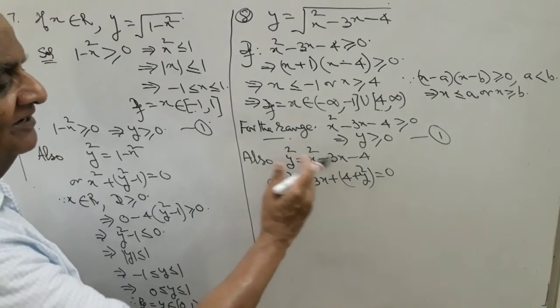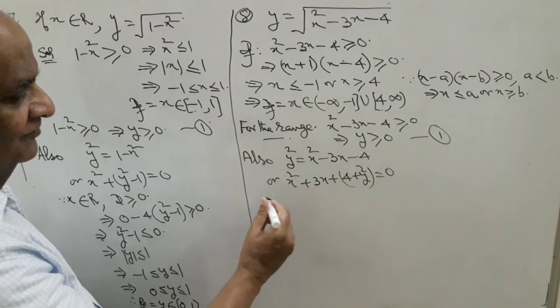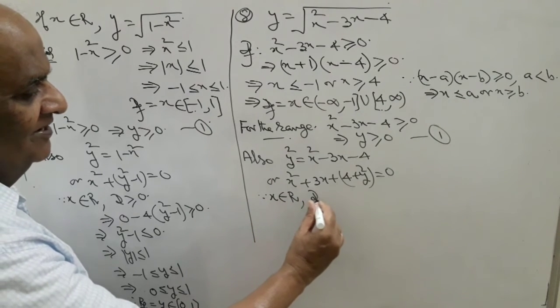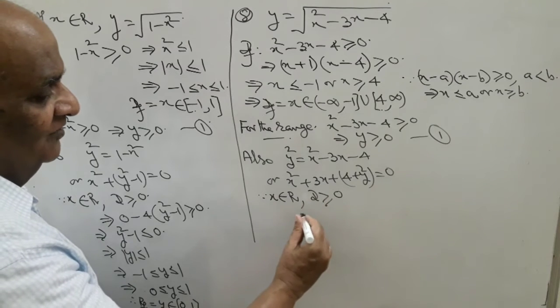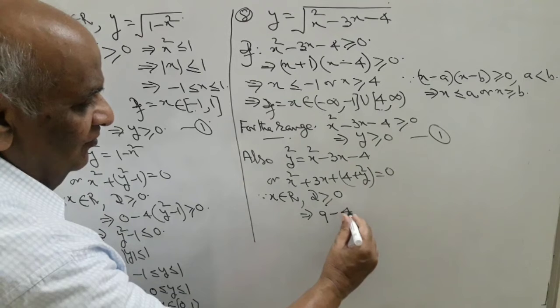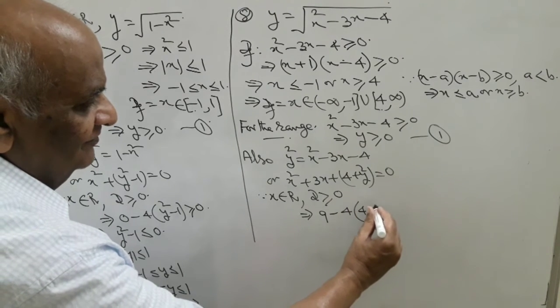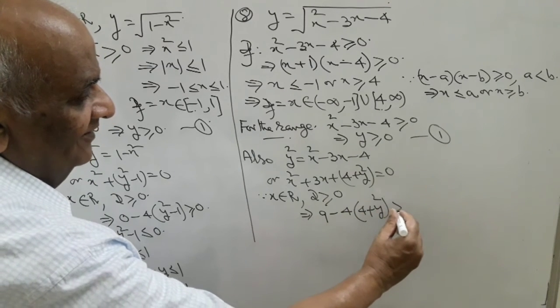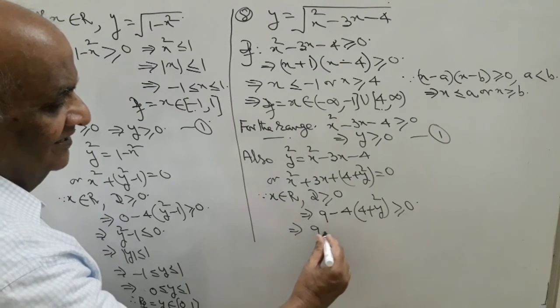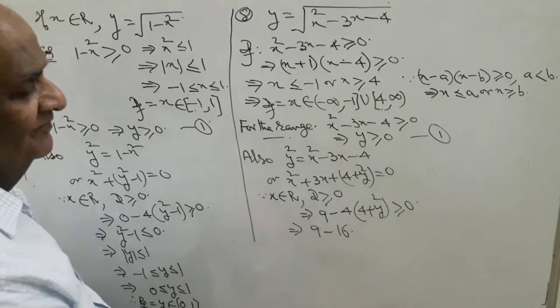It's a quadratic in x. Check out. So because x belongs to R, the discriminant must be positive at the most 0. It is 9 minus 4 times 4 plus y square is greater than equal to 0. This implies 9 minus 16. Check out please.